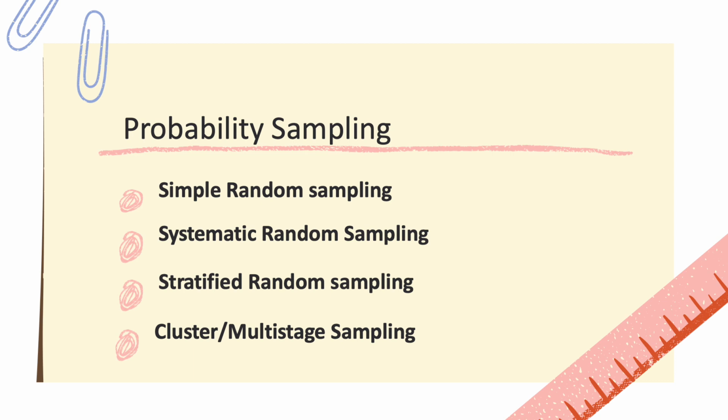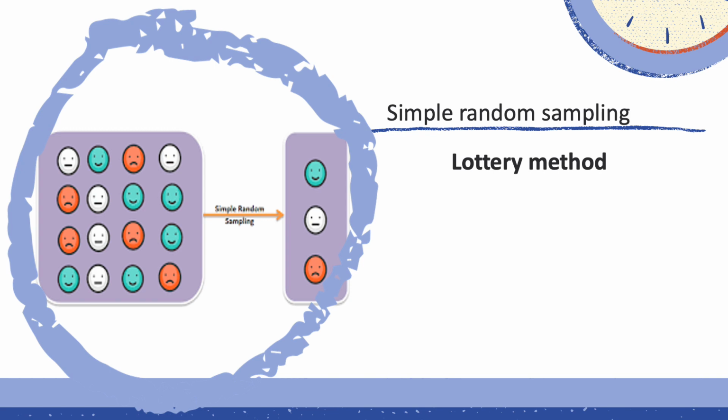Examples under probability sampling are the following: simple random, systematic random, stratified random, and cluster or multi-stage sampling. Let's talk about simple random sampling, or the lottery method. For this type of sampling design, each member of the population is numbered. Then a given size of the sample is drawn with the help of a random number chart. The other way is to do a lottery.